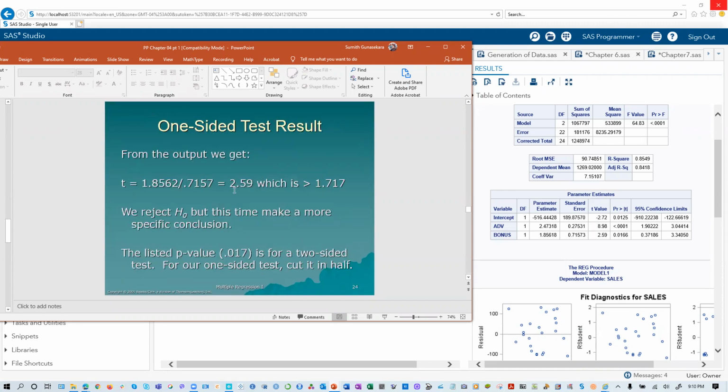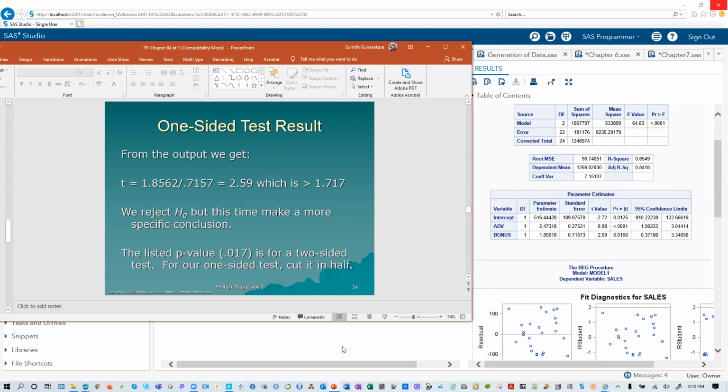See this one: 1.8562, 7.15, 2.59. This is the t-value. They say that we reject H0, but this time they make a more specific conclusion. The listed t-value is for a two-sided test. For a one-sided test, cut it in half. Since it's one-sided, you get this value.